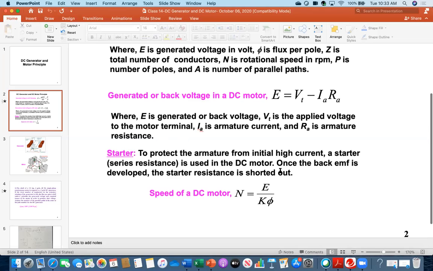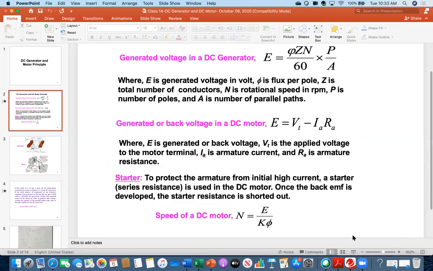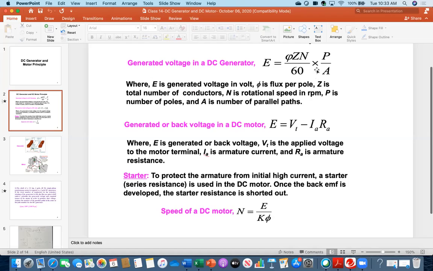Okay, so here everybody see, I have written down one term: the speed of a DC motor, n equal to E over K phi. I have derived this equation from this one. So everybody look at this equation, the voltage equation. If you look at this equation, what is the main variable? The main variable is phi, the amount of flux, and n is the speed.